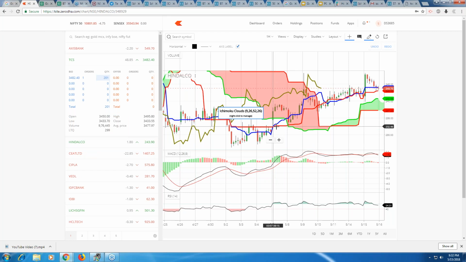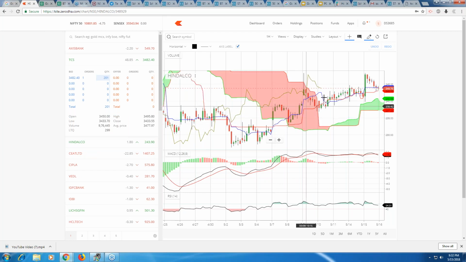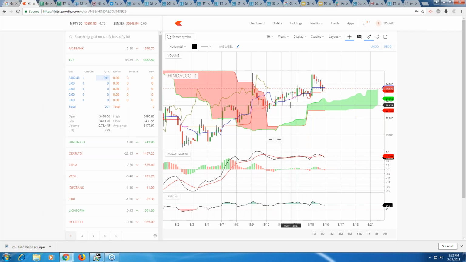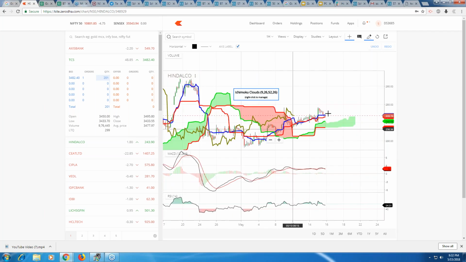From here to 33, the stock has even gone up to 247, simply, right? This is based on the conversion line and the baseline crossover. But if you want, you can wait for the stock to come above the cloud, and from 238 to 247. Here also it's the same price, but if you wait for the cloud crossover, it'll be a better signal for you, right?